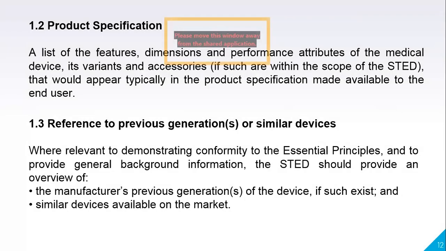Then product specification. What is a product specification? That means a list of features, dimensions, and performance attributes of the medical device, its variants, and the accessories that would generally appear in the product label and are also mentioned in the STED. Your features, dimensions, and performance attributes details must compulsorily be included under the section of product specification.